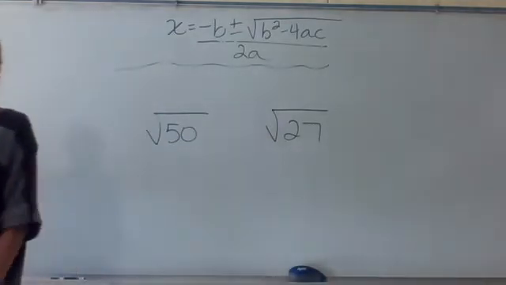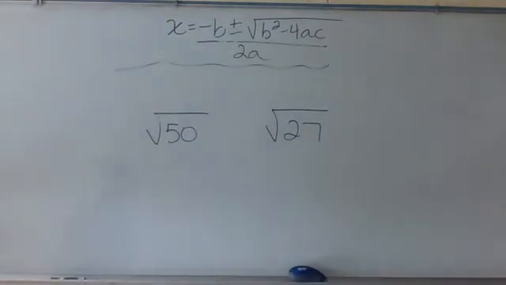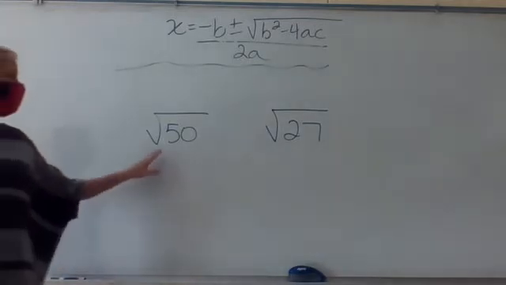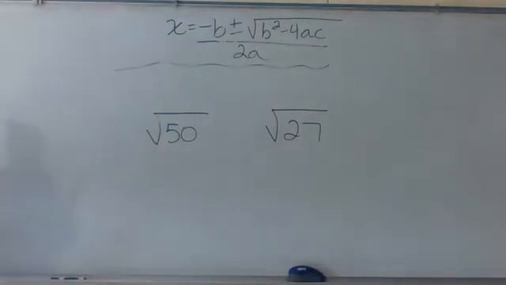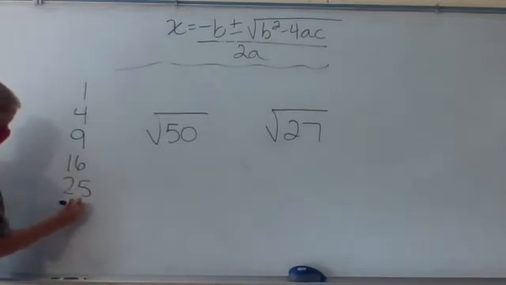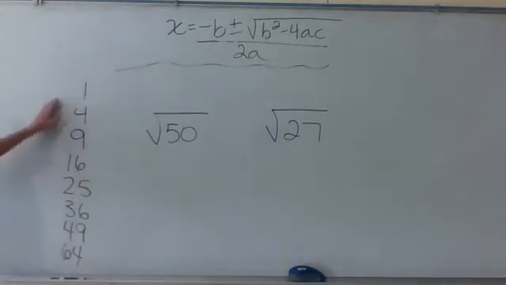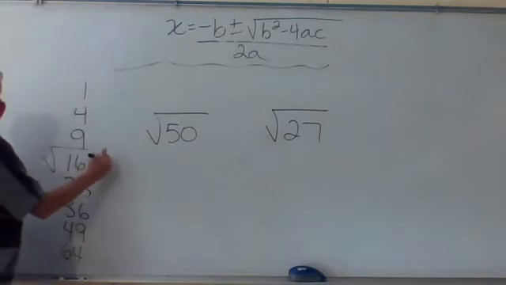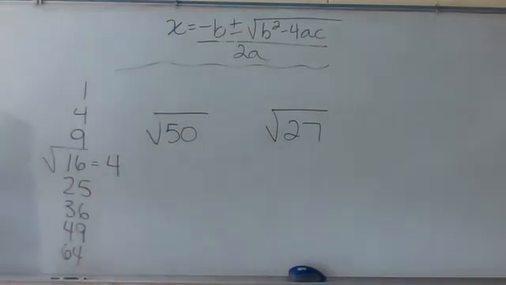Let's do these two. What I mean by your radical will simplify is if it has a factor that is what's called a perfect square. Your perfect square numbers are 1 squared is 1, 2 squared is 4, 3 squared is 9, and so on. So these numbers that I'm listing here are all what are called perfect square numbers. That is because any one of these numbers, if I take the square root of it, I get a whole number instead of a decimal, right?